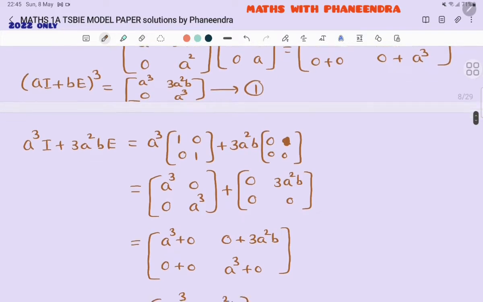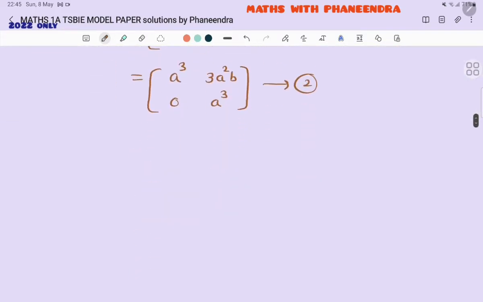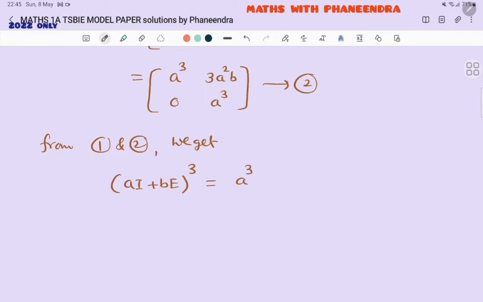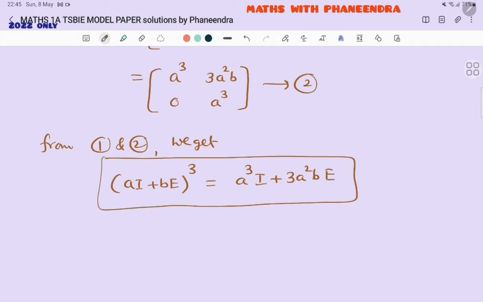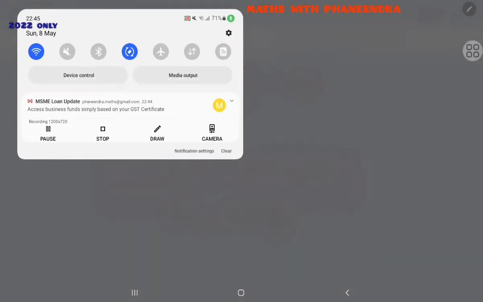So from 1 and 2 we get (AI plus BE) whole cube is equal to A cube I plus 3A square B into capital E. Hence proved. I hope every student finds this question easy to understand. We move to the next one.